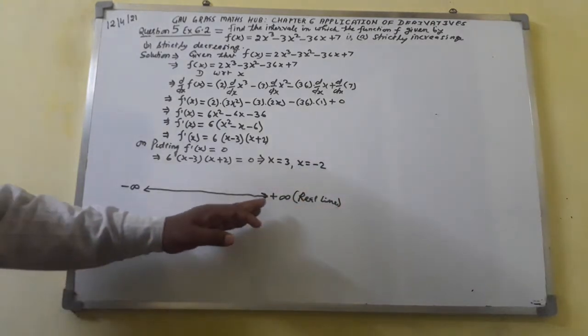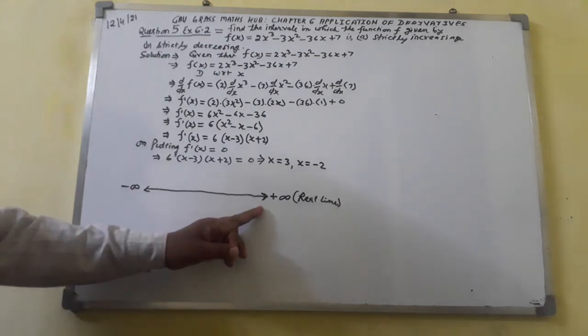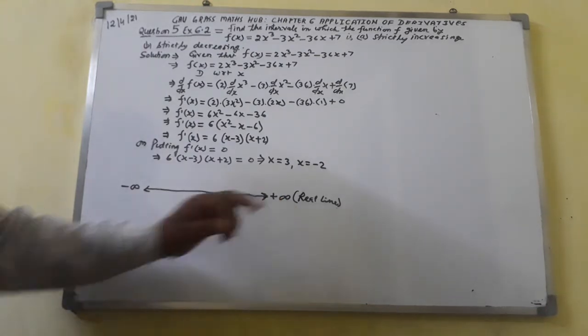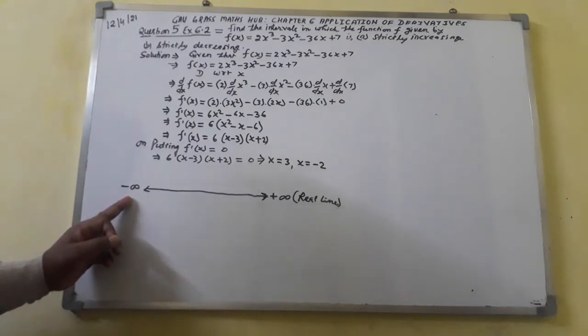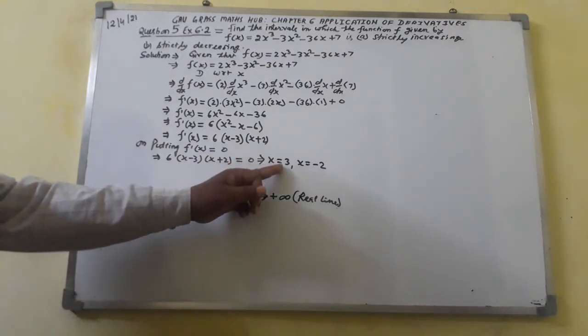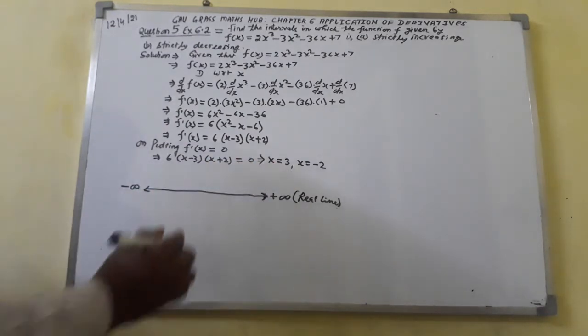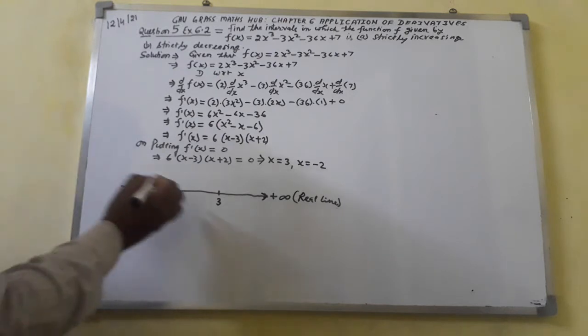This is the real line. Right side goes up to plus infinite. Left side goes up to minus infinite. X equal to 3 I shall locate. So here just locate 3. Here you locate minus 2.